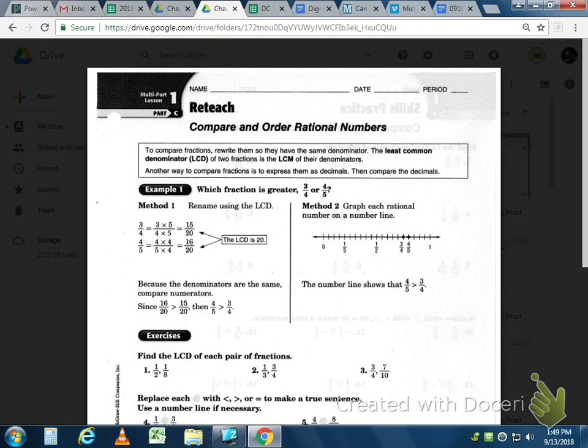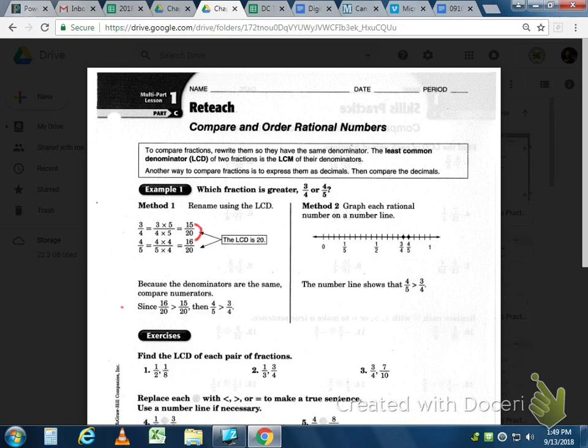So 3/4 becomes 15/20. Now, 4/5: what do you take times 5 to get to 20? That would be times 4. So you multiply by 4 on the bottom and the top, and you get 16/20. The least common denominator of those two is 20. You rewrite both fractions, 15/20 and 16/20. Now all you've got to do is compare 15 and 16. That's easy. 15 is less than 16.